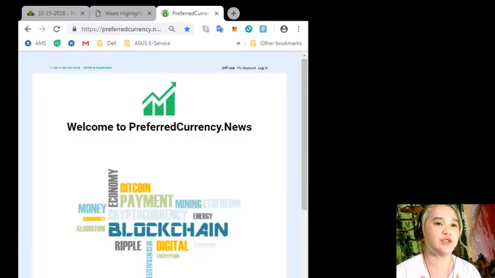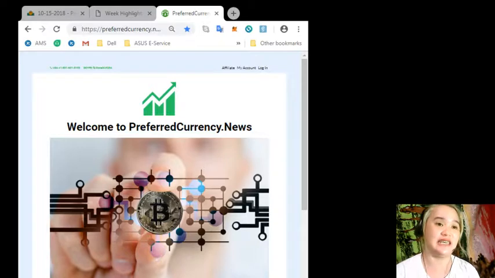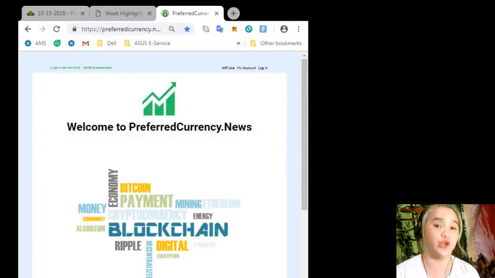All right, now for today's news, it's week highlight: EOS and ETH dApps create a new ATH of users.